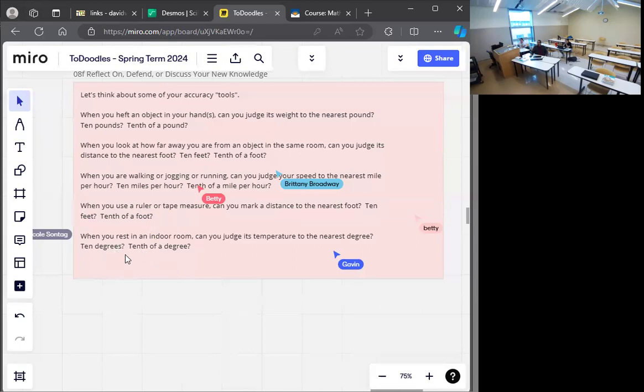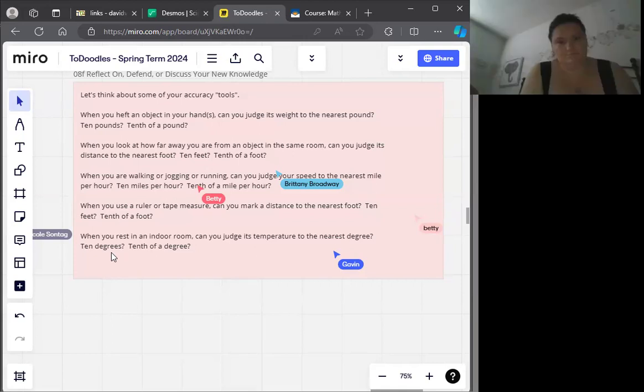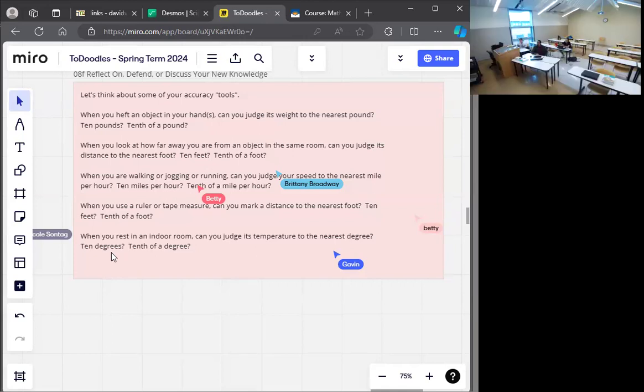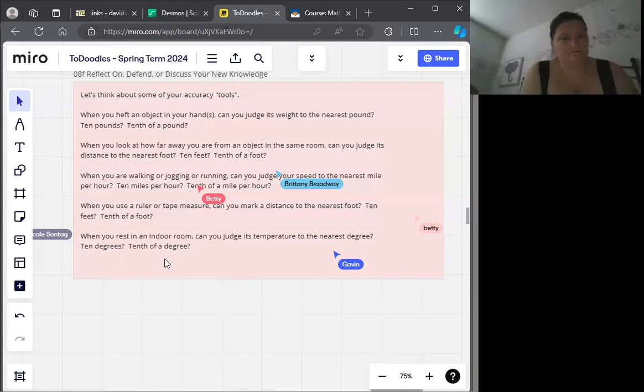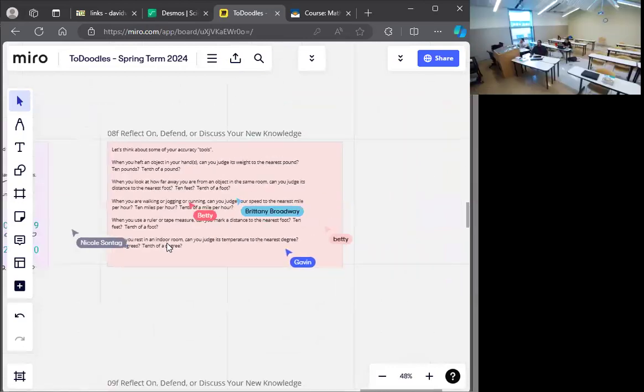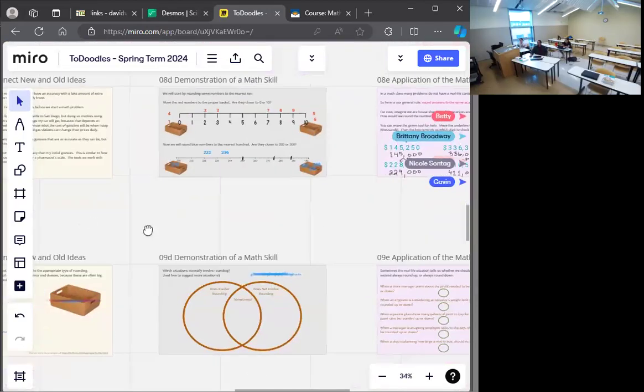How about temperature? Can you tell temperatures to the nearest 1 degree or 10 degrees or tenth of a degree? For me, it's actually like 4 degrees. Like if a room goes from 64 to 68, I notice, but if it's 64 to 60, I don't. Fahrenheit. So interesting things to think about. We do lots of estimating.